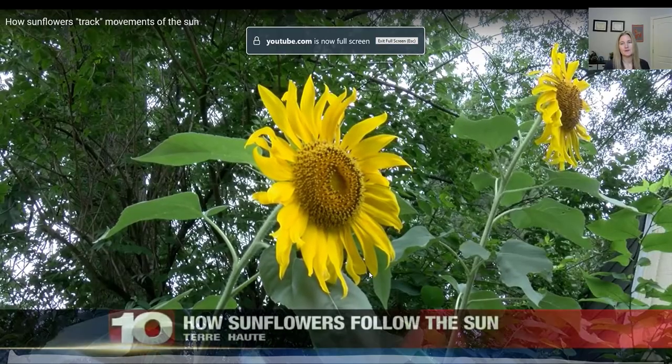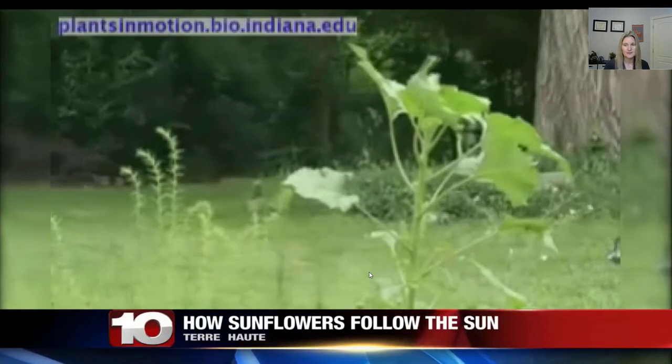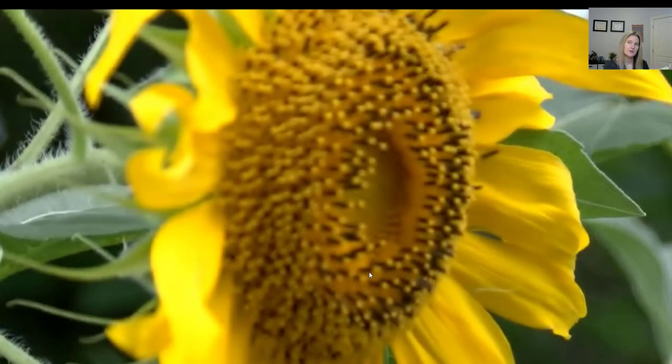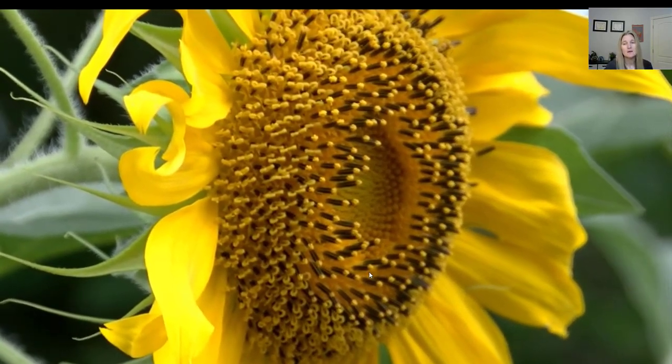So here it is. Now this is just a news report that goes into studying how sunflowers follow the sun. But take a look at those leaves right there. Notice how they're moving in response to where the sun is located in the sky. So this is another example of living things responding to stimuli.